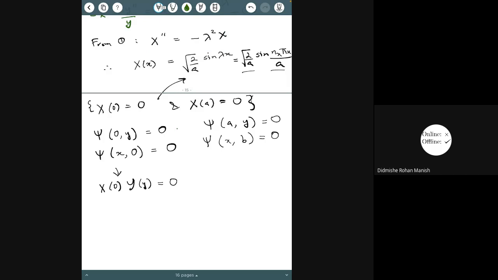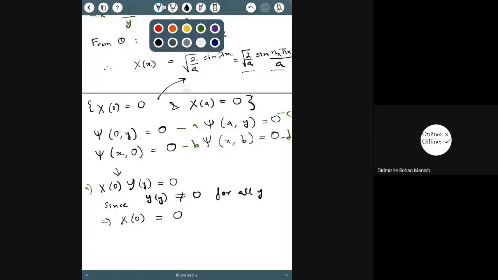Let's call this A, B, C, and D. A, this is 0. Now since y is not equal to 0 for all y, it would mean that the wave function in the y direction is simply disappearing, which cannot be. You get the reduced boundary condition that x at 0 is equal to 0.